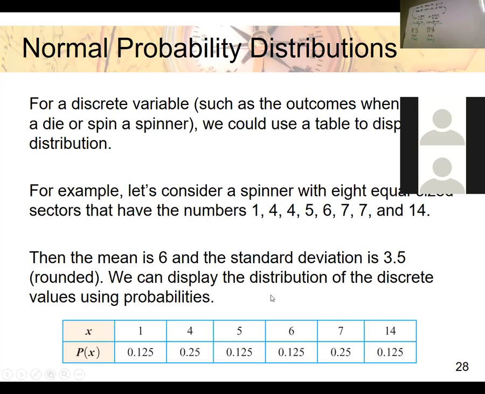And we can display that distribution using probabilities. Let me move this out the way so y'all can see this. Back here it is. There's only one way of obtaining a 1. So 1 divided by 8, that's 0.125. 2 ways of a 4, that's 2 divided by 8 or 0.25, and so on. That's where these decimal values are coming from.